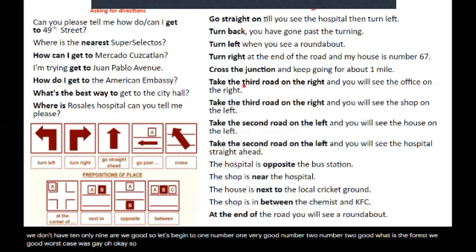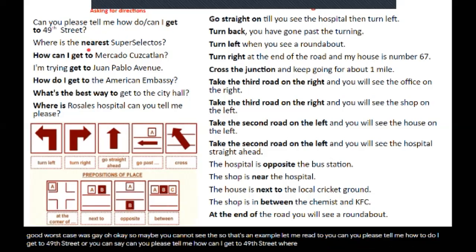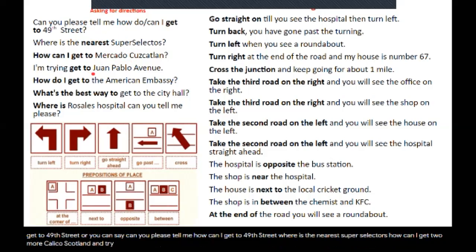Okay, so maybe you cannot see that's an example. Let me read it to you. Can you please tell me how do I get to 49th Street? Or you can say, can you please tell me how can I get to 49th Street? Where is the nearest Super Selectos? How can I get to Mercado Cuscatlan? I'm trying to get to Juan Pablo Avenue. How do I get to the American Embassy? What's the best way to get to the City Hall? Where is Rosales Hospital? And directions. Go straight on.